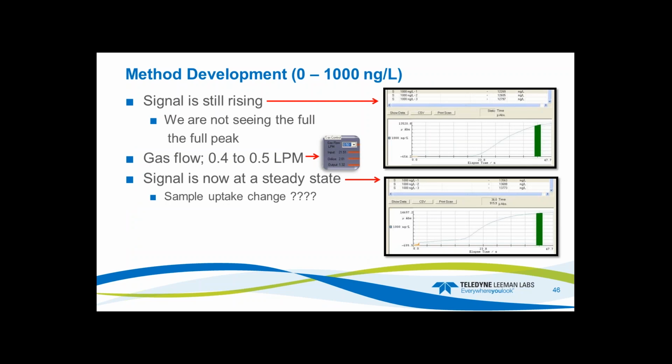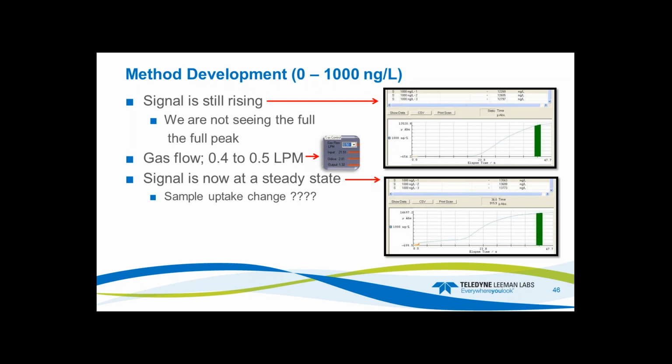So I run the sequence. I have to update the sequence, run my blank, and run my high standard. And I see the trace comes off. It's still rising, so I'm not seeing the full peak. So now what do I do? Well, I can change the gas flow and get it into the gas stream up to the detector faster. So I'll go from 4 liters per minute to 5 liters per minute, and then I run it again. The signal is now at a steady state.